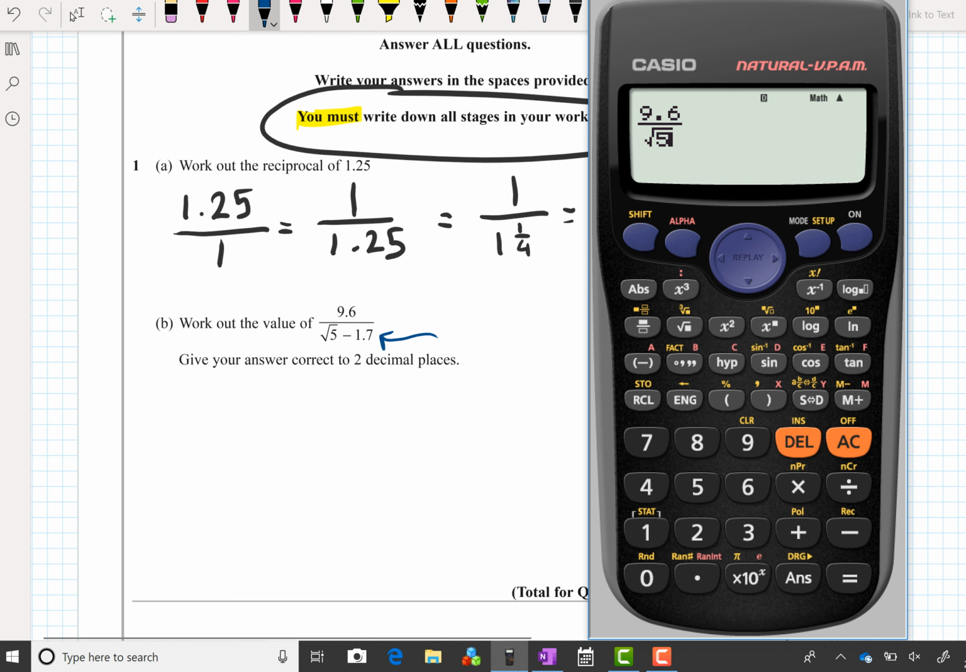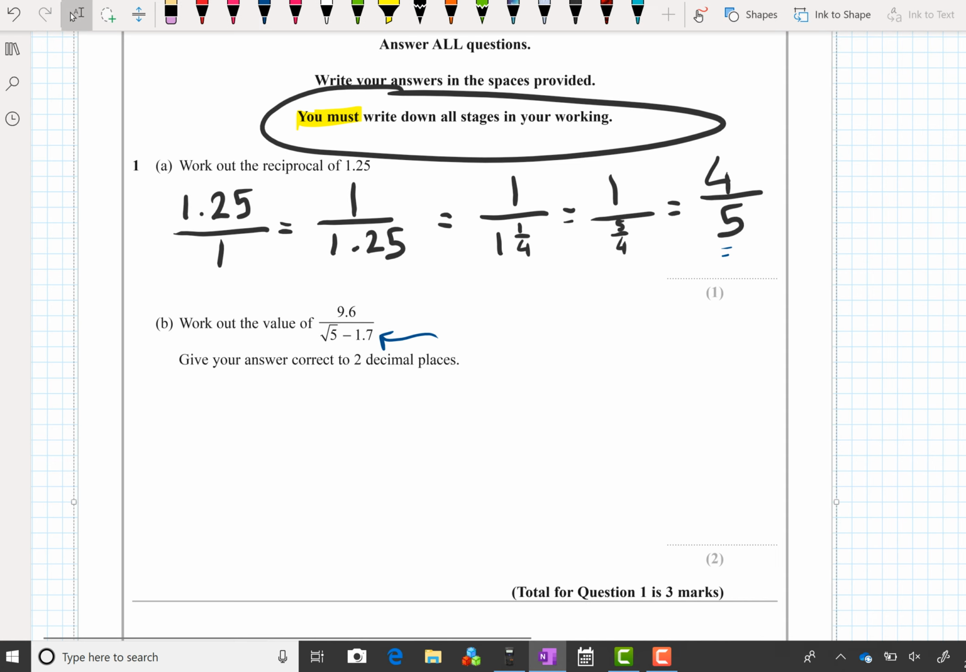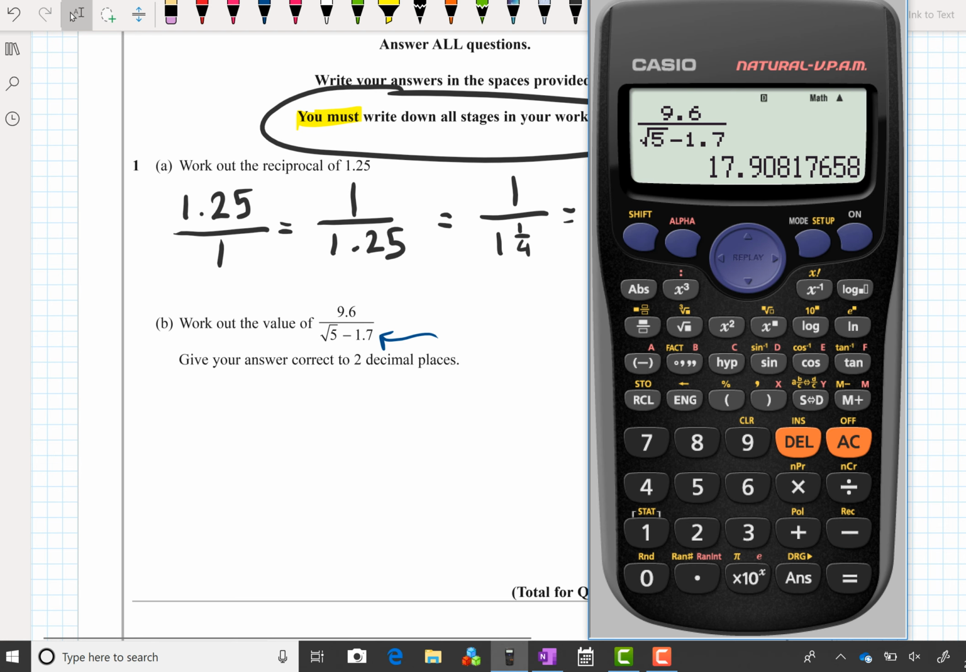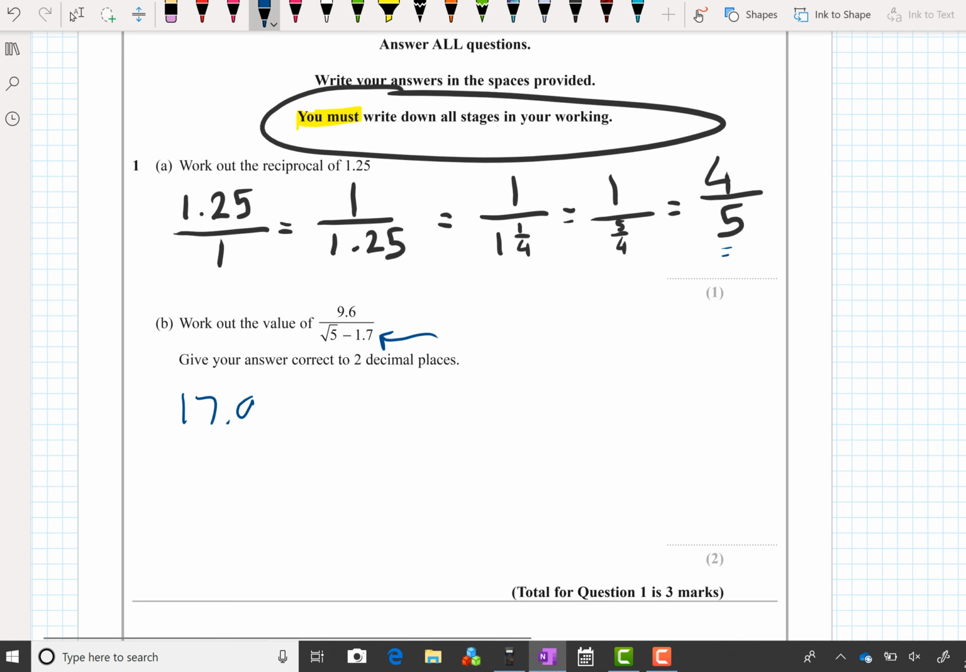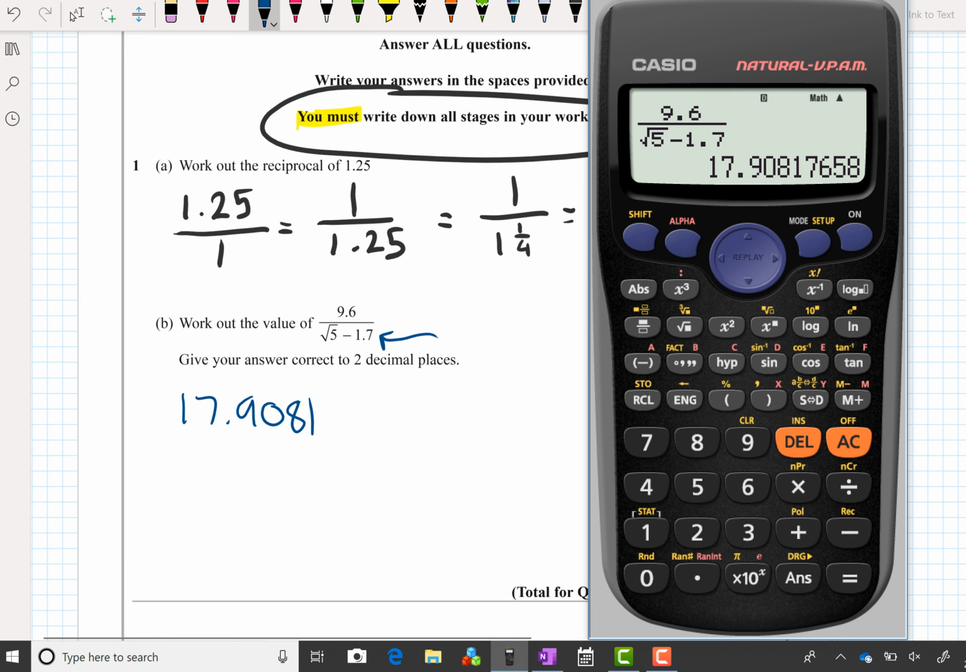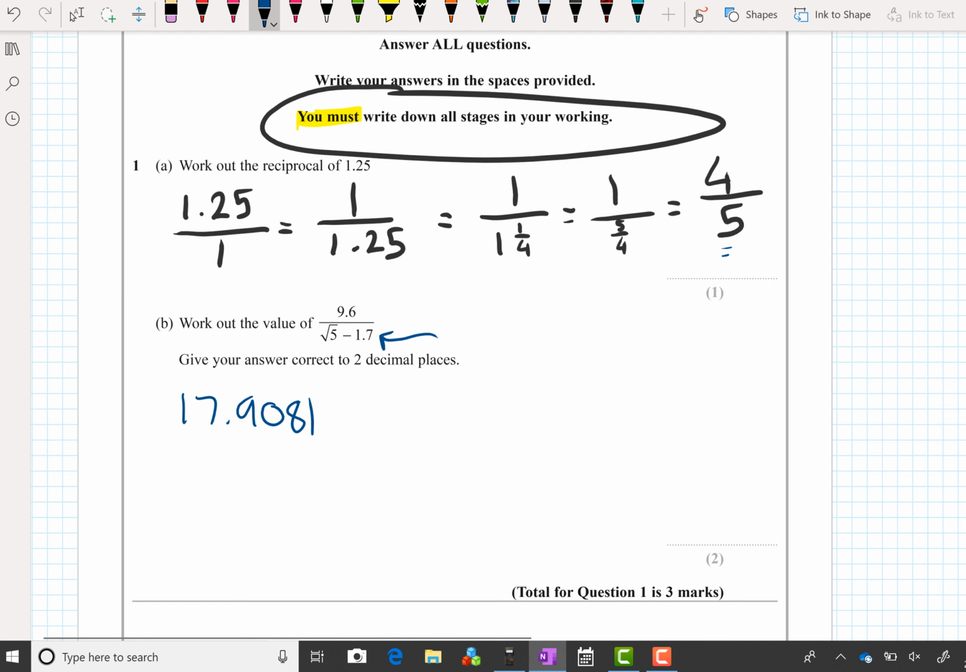First things first, 9.6 divided by the square root of 5. Press right on the calculator to move out of the square root. Subtract 1.7. 17.90817658. Could I just be cheeky and print screen that rather than writing it out? Doesn't work. Right, not that technological. 17.9081 7658. Yes, I'm writing out the whole number because it's a 2 mark question.